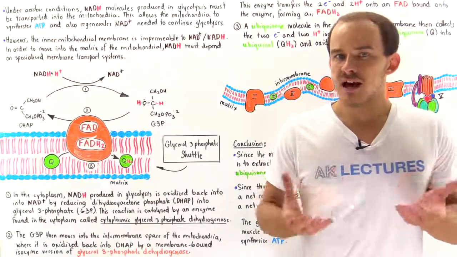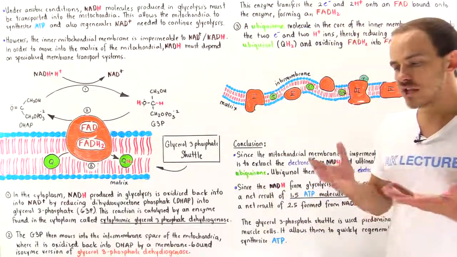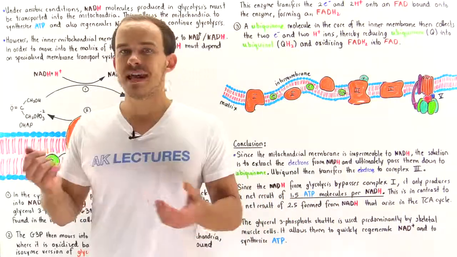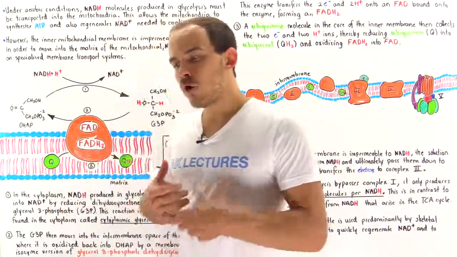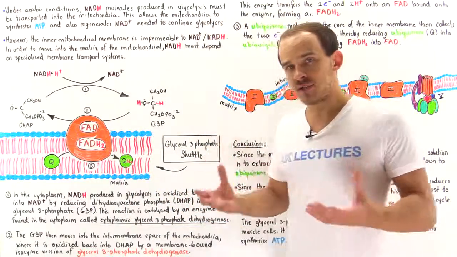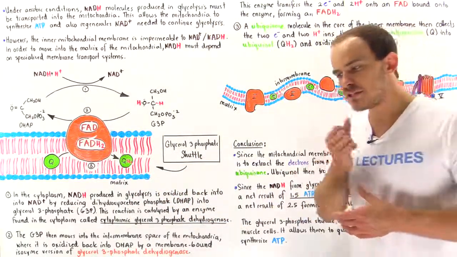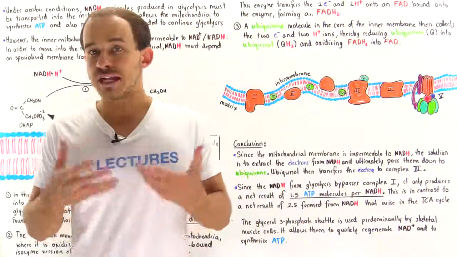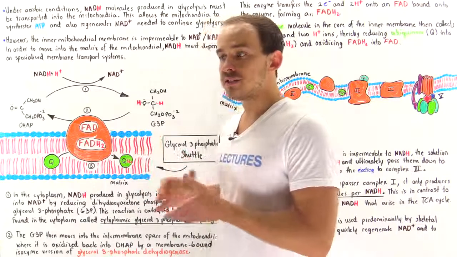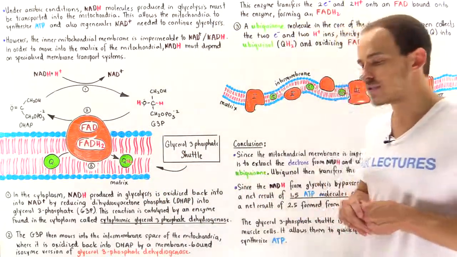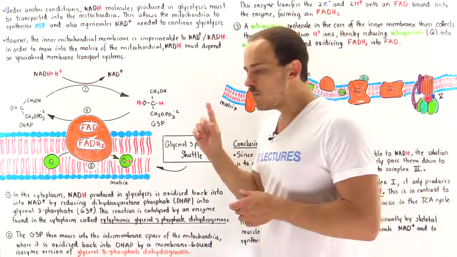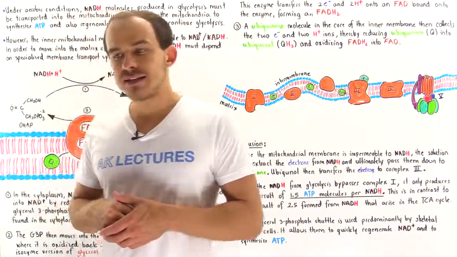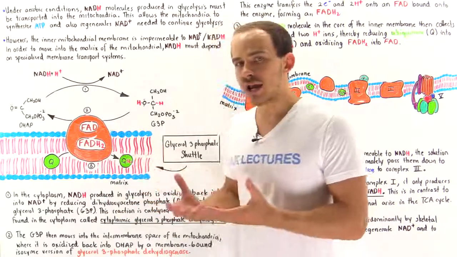The process of glycolysis allows cells to generate ATP molecules. In the process, it also generates NADH molecules. Now, for glycolysis to continue taking place, the NAD plus molecules that are used up in glycolysis must be regenerated, and that's because NAD plus concentration is limited inside our cells.